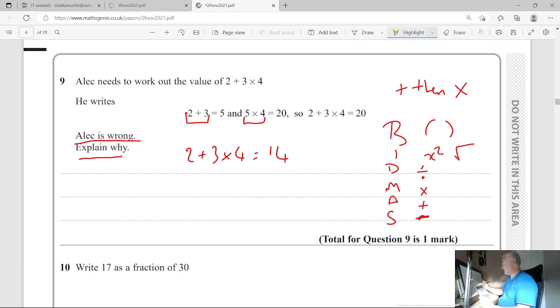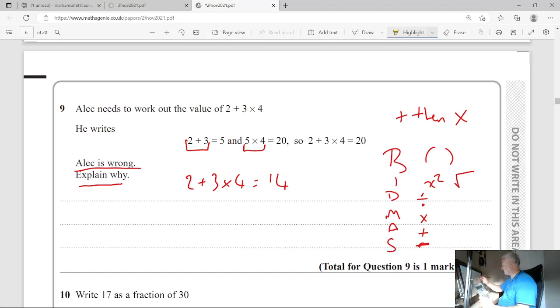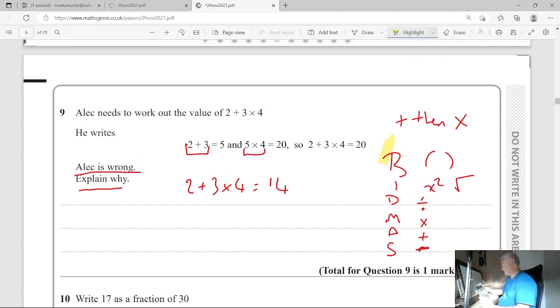Remember when you do this, these two down here.